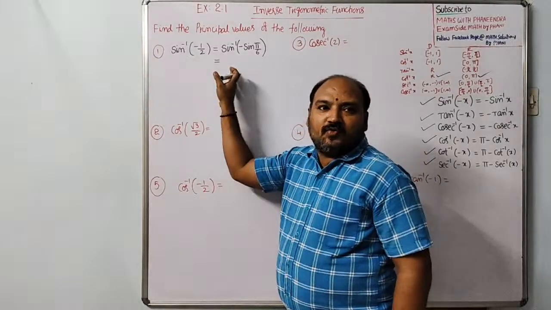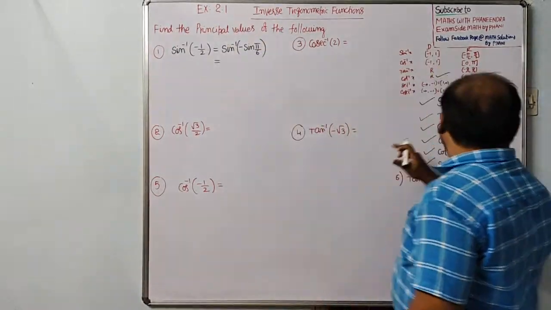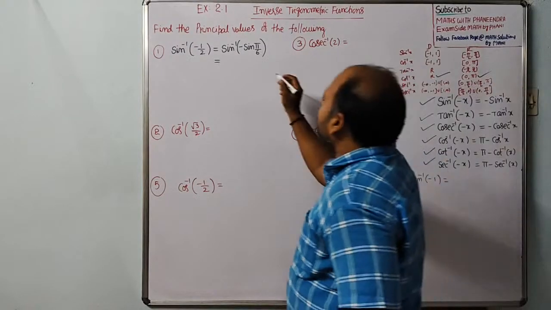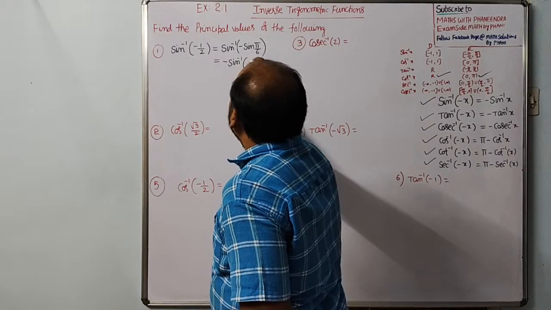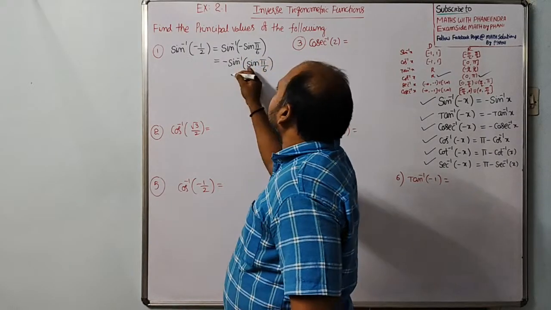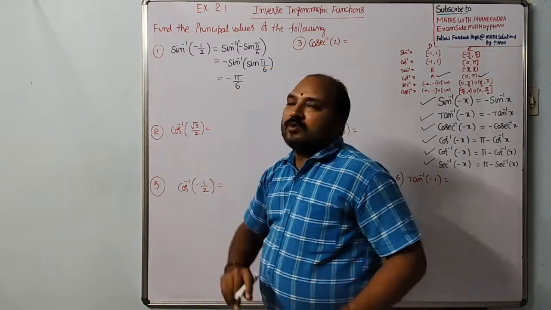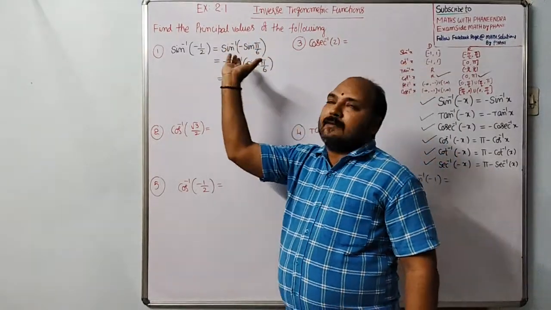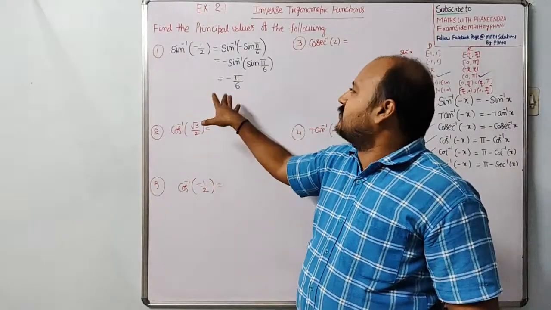Sine inverse of minus x is minus sine inverse x, which we already wrote. So minus sine inverse of sine pi by 6. Sine inverse of sine theta is theta. So minus pi by 6. First, 1 by 2 in terms of sine we wrote; based on that, sine inverse of sine theta is theta. So minus pi by 6.